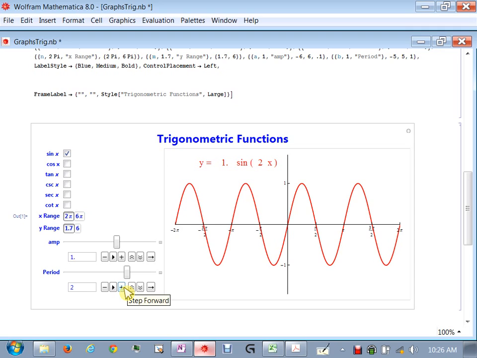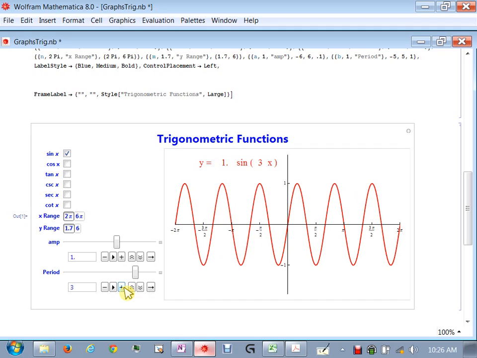If I change it to 3, my period should be what? 2 pi over 3, right? So this one's going to be harder to see. But if I go up, I come back down, I come back up, where it hits right there, see my little arrow there? Right there, that should be 2 pi over 3.